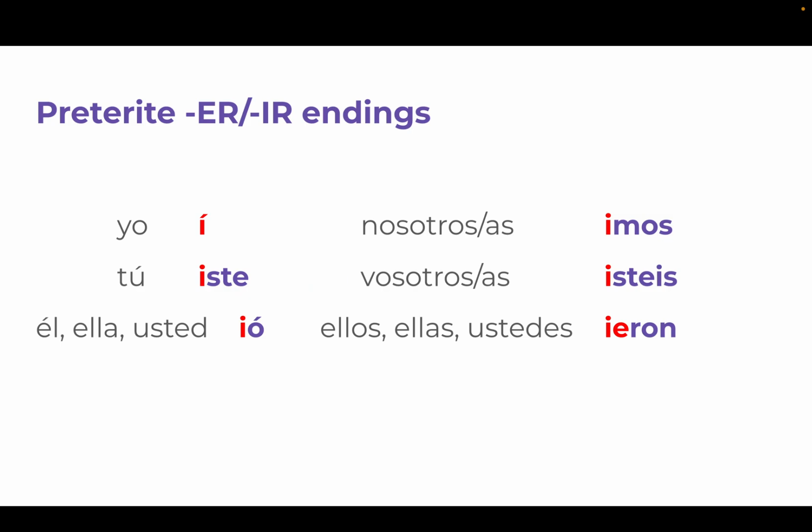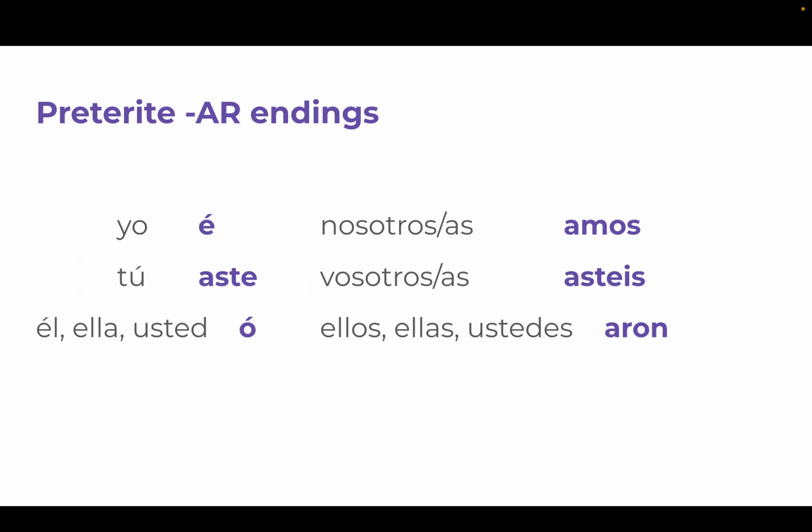You notice that a lot of things stay the same. The purple bits are the same that we saw in the AR endings: ste, mos, stes, ron. But we're just kind of changing the vowels.